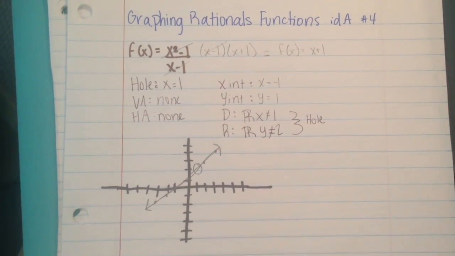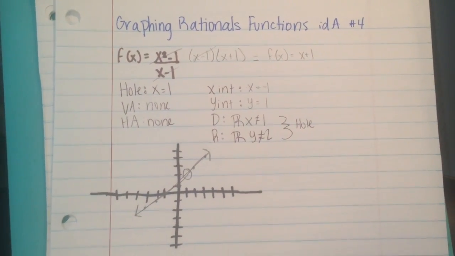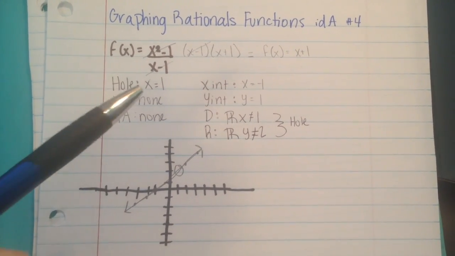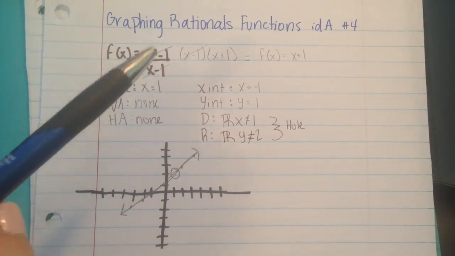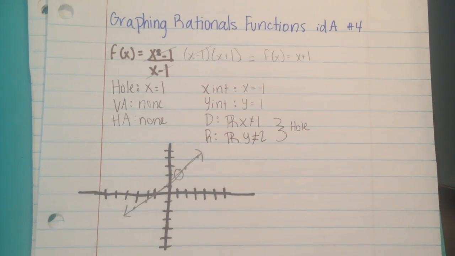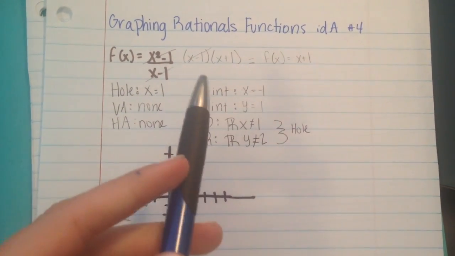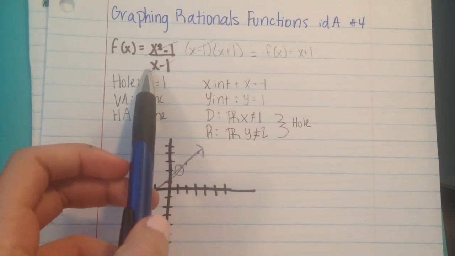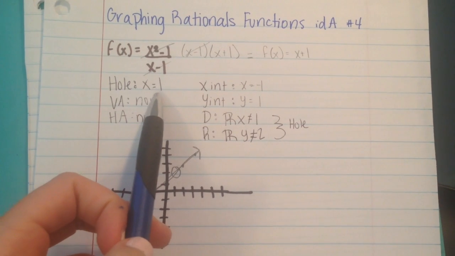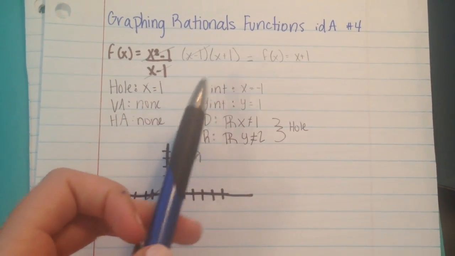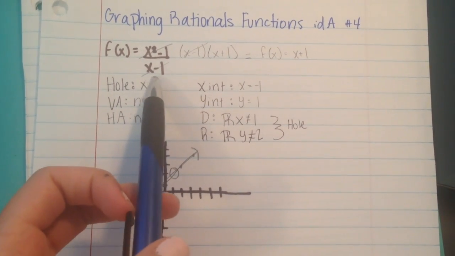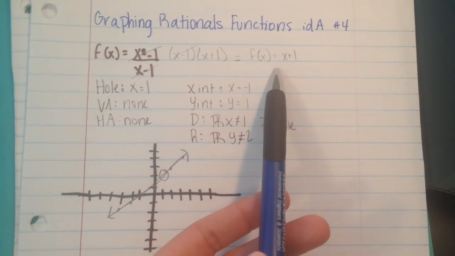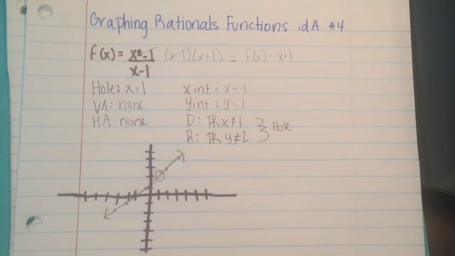So here's number 4 on IDA for graphing rational functions, and the problem is f of x equals x squared minus 1 over x minus 1. So then you have to factor out the numerator, and when you do that you get x minus 1 and x plus 1, and so the x minus 1's cancel out, so then you have a hole at x equals 1. And then since your denominator cancels out, your new function is just f of x equals x plus 1.